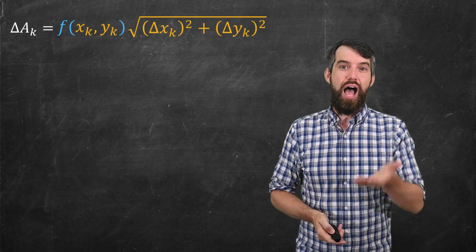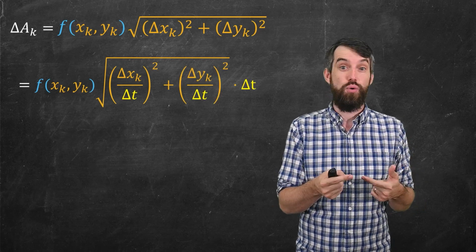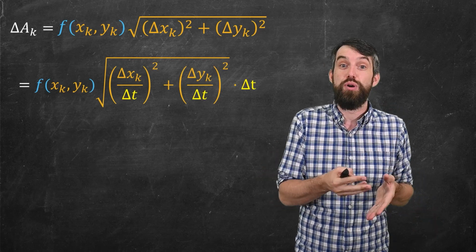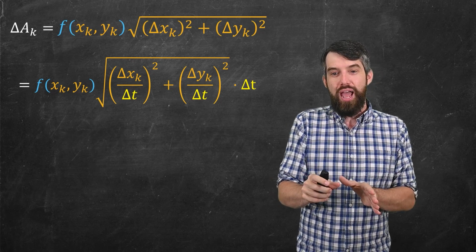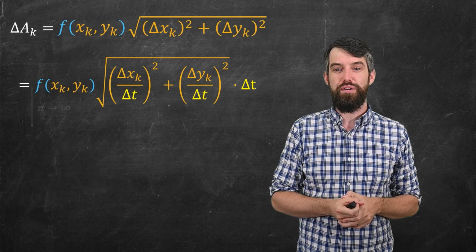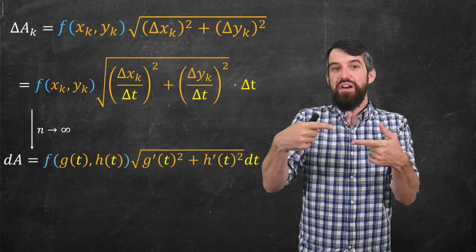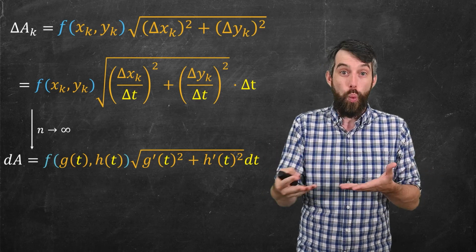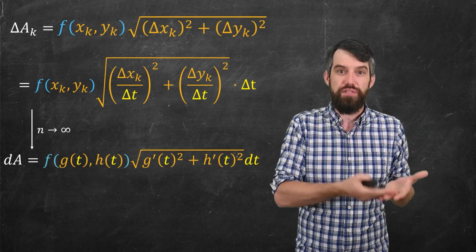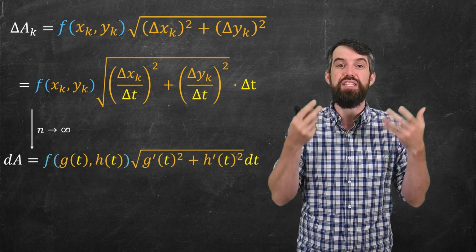The trick was, I'm going to divide and multiply by the delta t. And so there's a delta t on the outside, and then because of the square root, there's delta t squared on the bottom. I just multiplied by 1. And then when I take the limit as n goes to infinity here, a couple different things happen. First, the f of xk, yk just turns into the f of the x and the y at that specific point t, so g of t and h of t. So the f just changes from at a specific point to as a function of t.